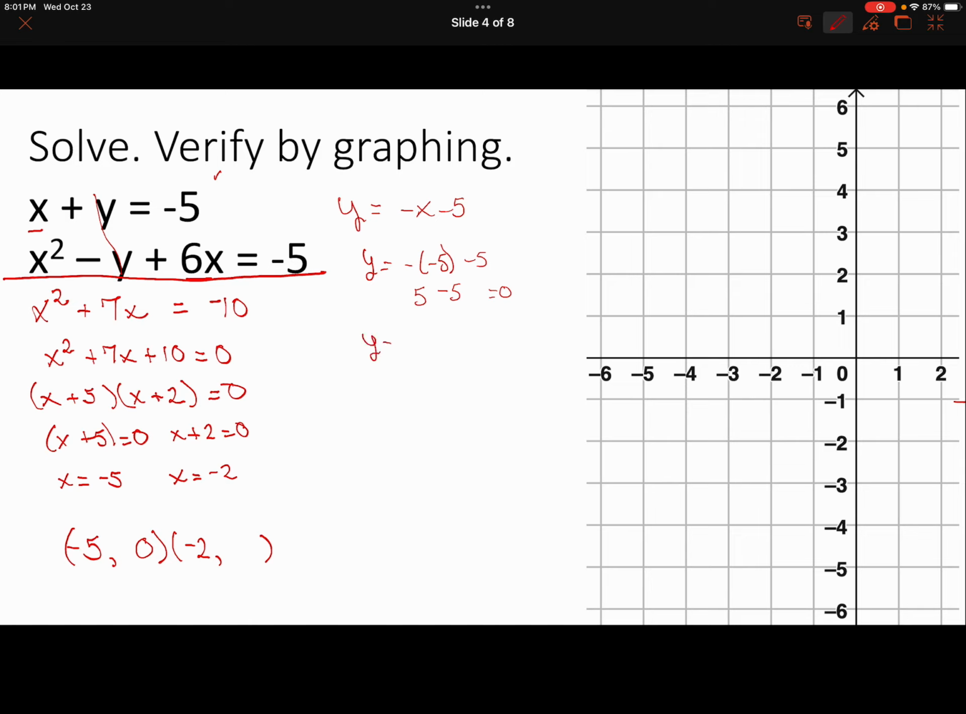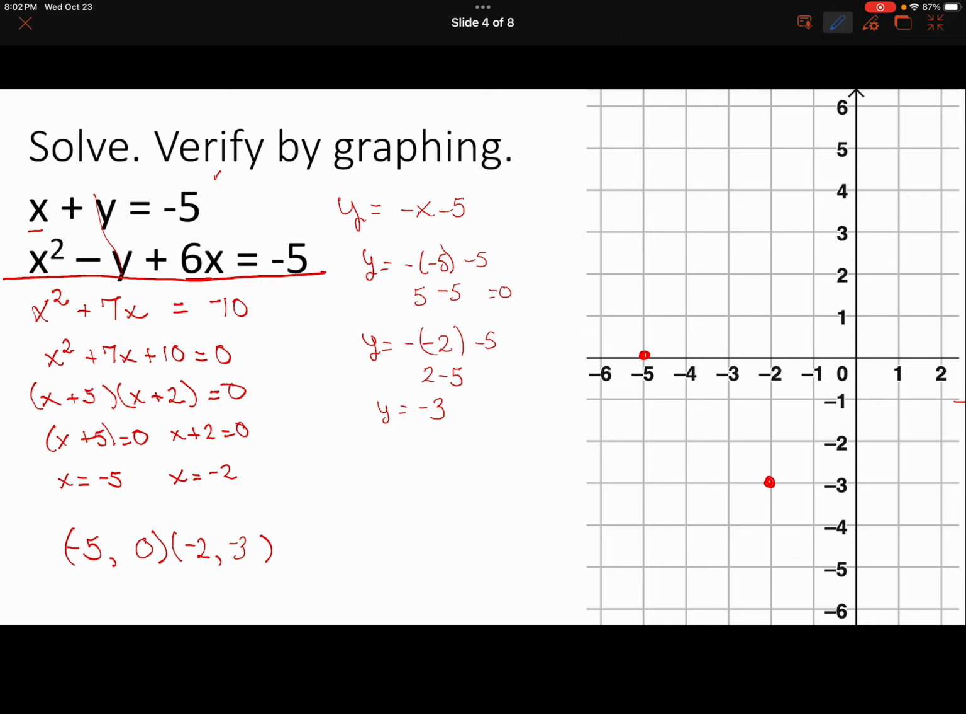If we substitute a negative 2 in, the opposite of negative 2 minus 5 is a positive 2 minus 5, and so y becomes a negative 3. So we believe that this line and this parabola will intersect at negative 5, 0 and negative 2, negative 3. So negative 5, 0 and negative 2, negative 3 are our intersecting points. Let's verify this by graphing.